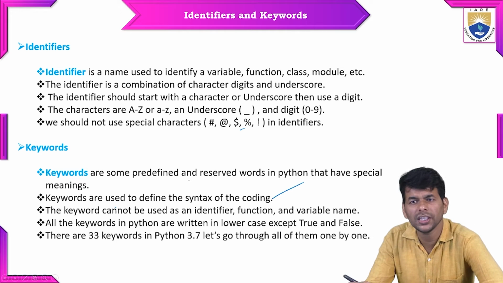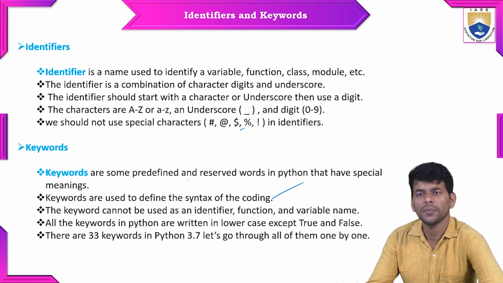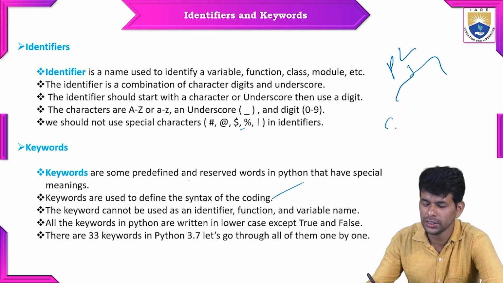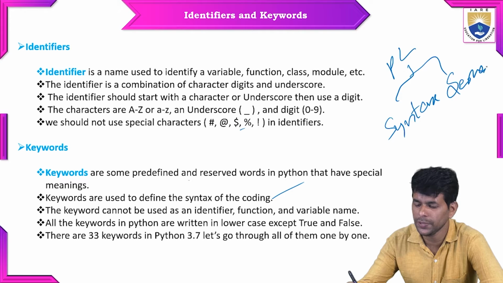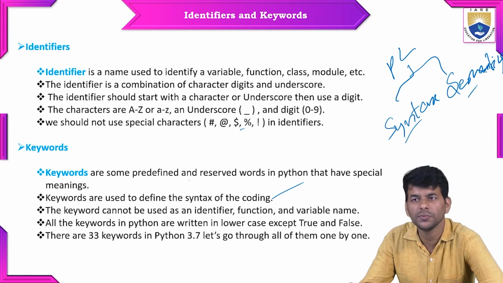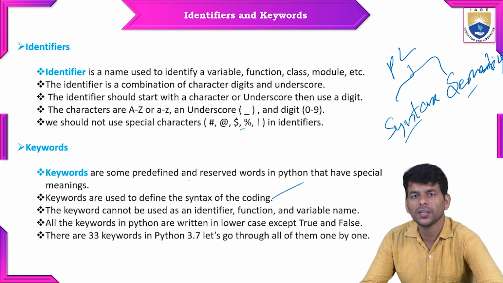Keywords are used to define the syntax of the coding. Yes, it is correct. When we have to write a program, that may be in C language, Java language, or Python language, whatever it may be, for writing code we have to follow a syntax in a programming language. So a programming language is based on syntax and semantics. These two we have to follow. Without syntax and without semantics, we cannot write a program at all. Is that clear? So that syntax will be given by the keywords.